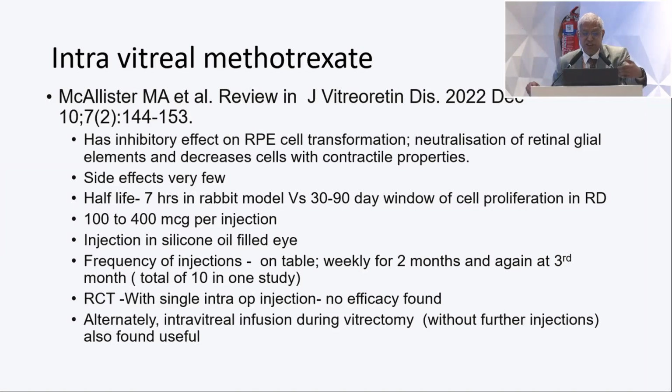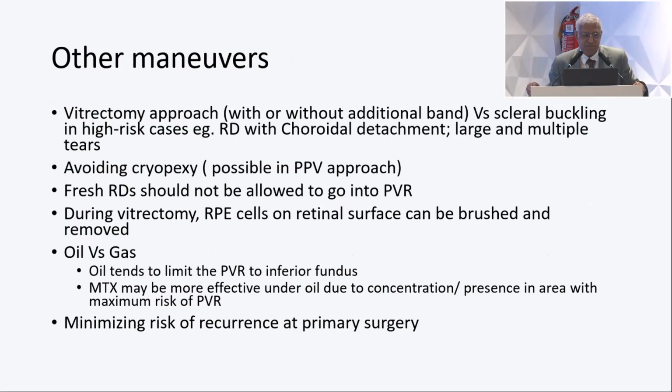The frequency of injection is one on the table, and then weekly for 2 months, and again at the end of the 3rd month, a total of 10 in one study. And that has shown significant reduction of risk of PVR. But an RCT with a single intraoperative injection had shown no efficacy at all. The alternative is to use intravitreal infusion during vitrectomy. Next slide, please. And then that probably reduces the risk.